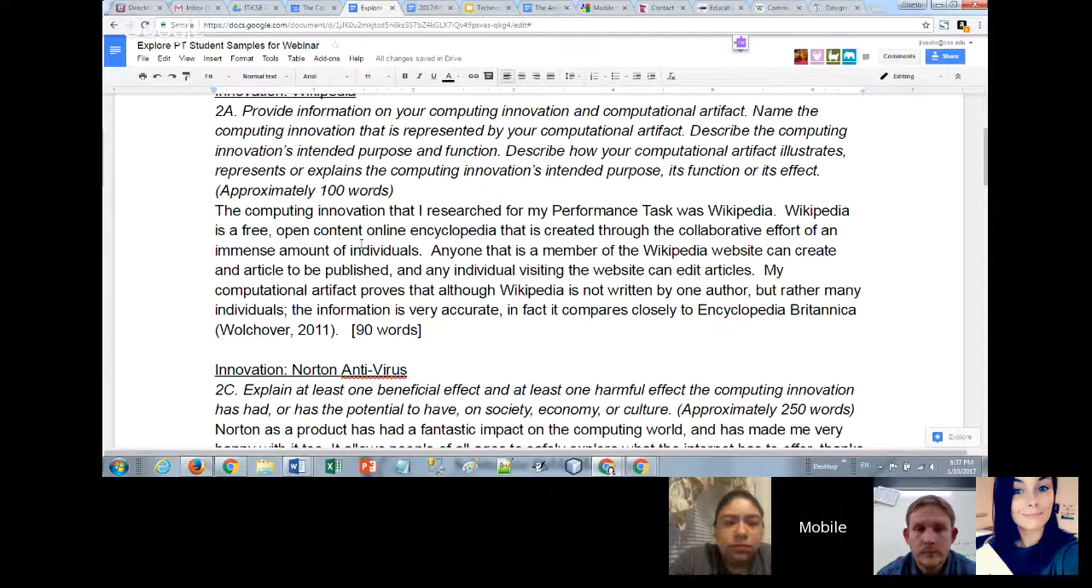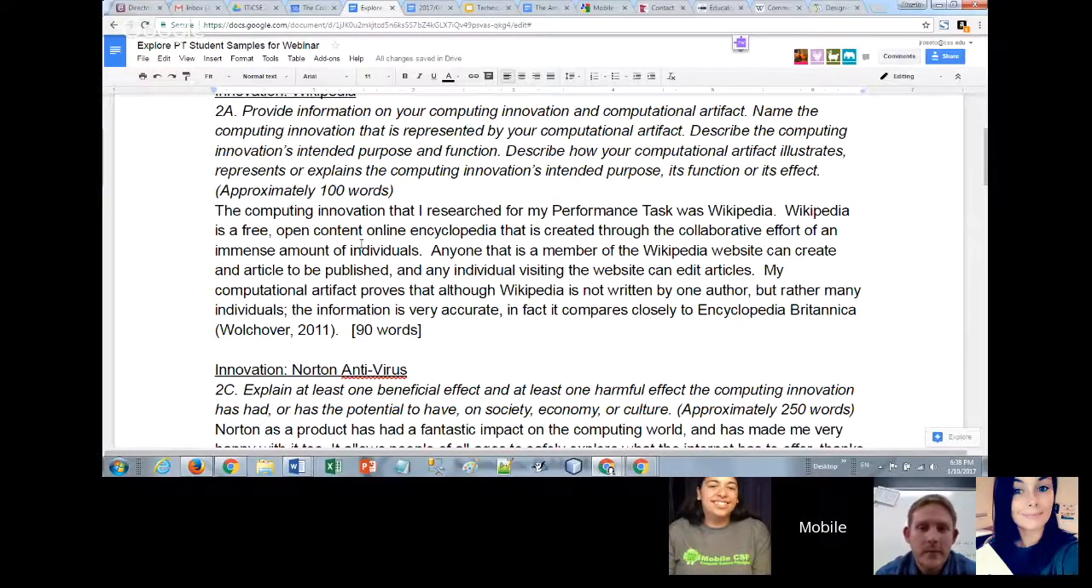This first one then was on the first prompt, just provide information on the innovation and the computational artifact, so its purpose and function. And this is the one, as you were saying earlier, Michael, that's limited to just 100 words, so it is a little bit shorter. I don't know if you have any initial thoughts or suggestions in terms of looking at this one.